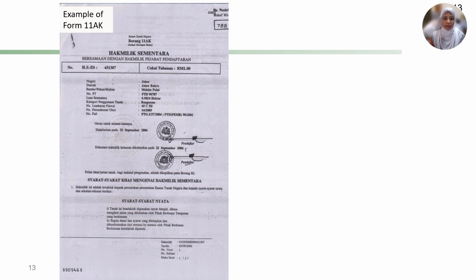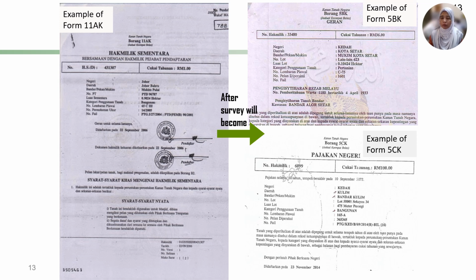You see the heading of the title, Borang 11AK, Jadual ke-14. You can see there, this is hak milik sementara bersamaan dengan hak milik pejabat pendaftaran, the PTG, Registry Office or Registrar Office. So 11AK is hak milik sementara. Upon survey, it will become either of two. If freehold, it's 5B.